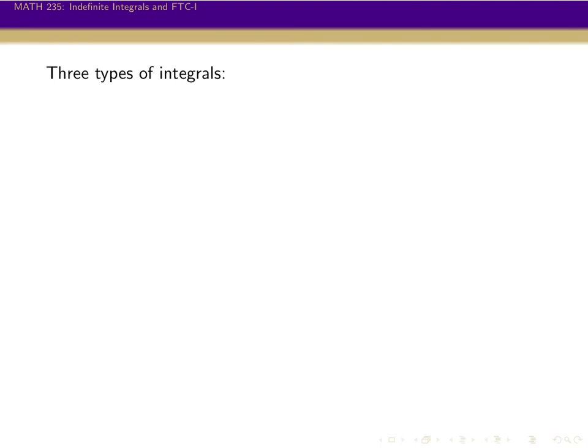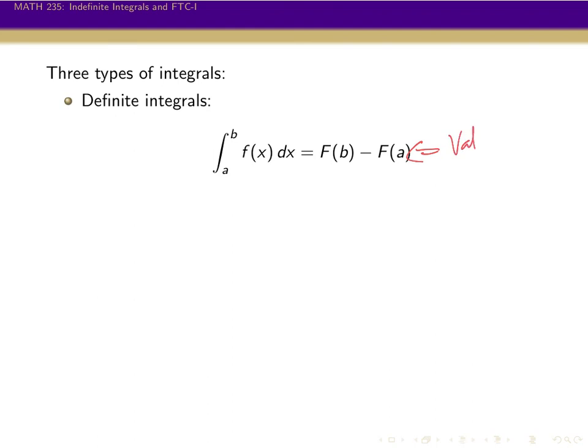Okay, so overall, at this point, we've talked about three types of integrals. First we talked about definite integrals, and this is what the fundamental theorem of calculus part 2 is telling us. If you're doing a definite integral, where you're integrating a function between two bounds, what do you get out of this? Well, you get f of b minus f of a. So this is an actual value, and it's telling us something about area, maybe, or the difference between the values of f from a to b.